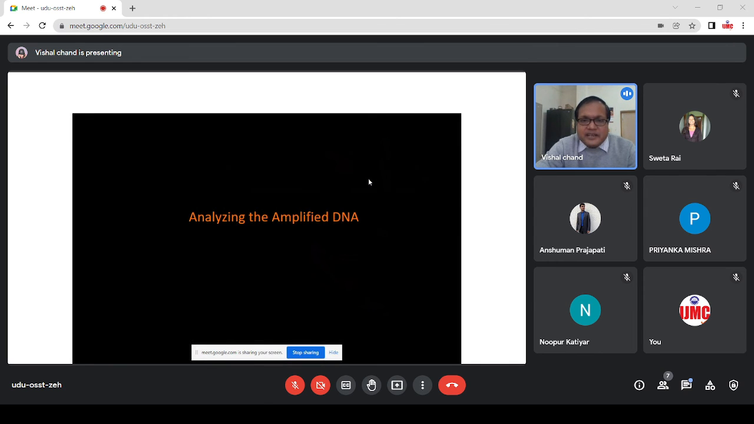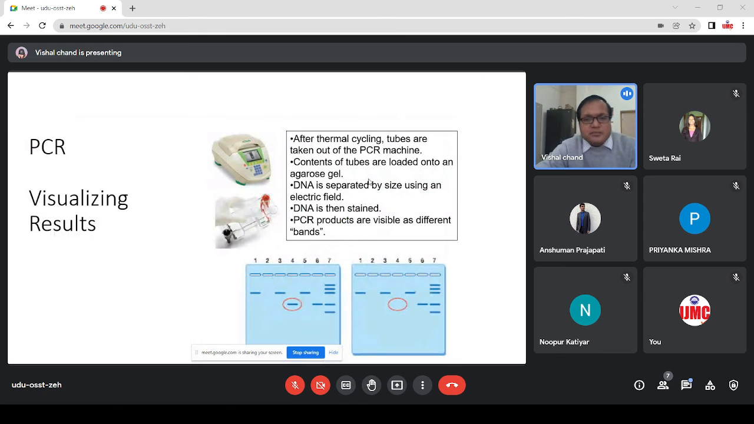Analyzing the amplified DNA. Once you complete your PCR process, how can you visualize it? After thermal cycling, tubes are taken out from the PCR machine. The contents of the tubes are loaded onto an agarose gel. DNA is separated by size using an electric field. DNA is then stained, and PCR products are visible as different bands.